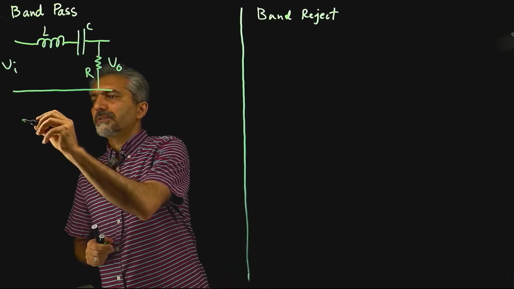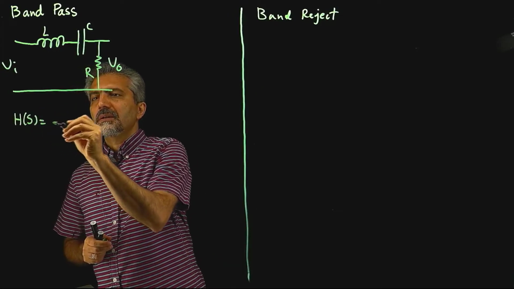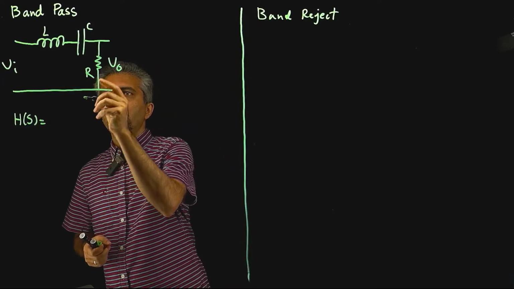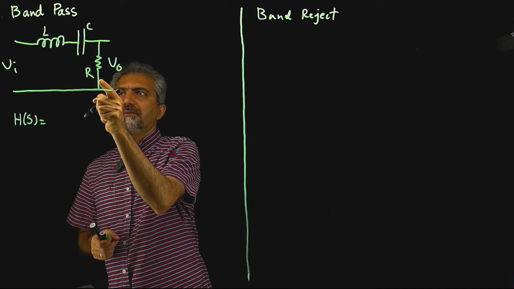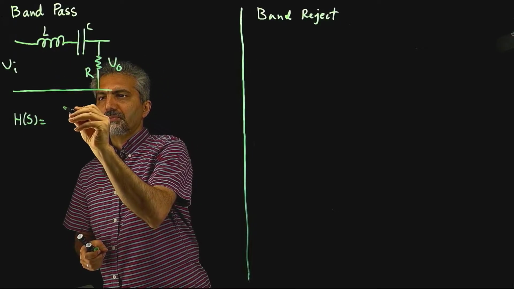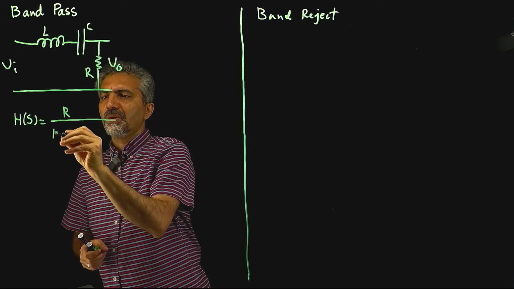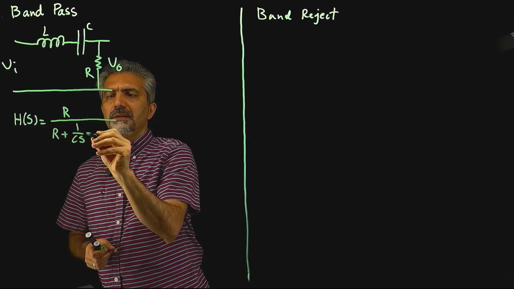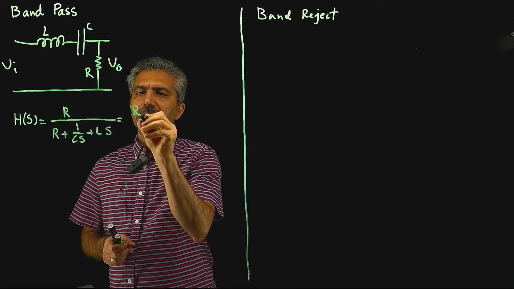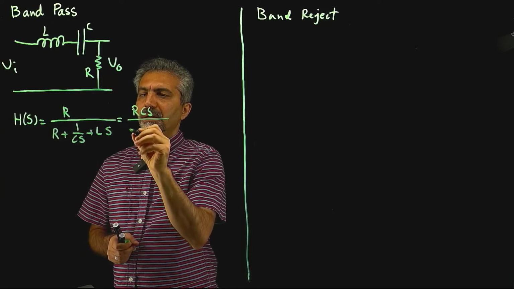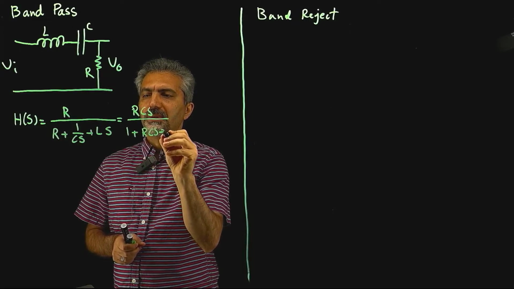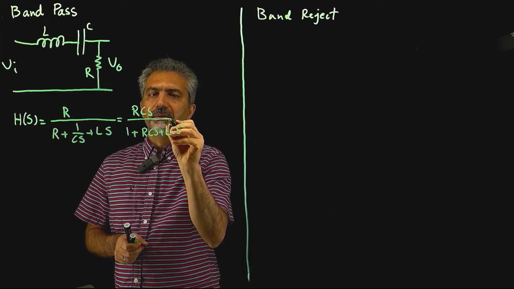So let's start with calculating the transfer function H(s), which again you can either do circuit analysis, figure it out, or just use the voltage divider equation, which goes like this: impedance divided by the total impedance. Impedance of resistor divided by the total impedance, which would be R divided by R plus 1 over CS plus LS. So now I multiply both top and the bottom by CS, so that would be RCS divided by 1 plus RCS plus LCS to the power of 2.